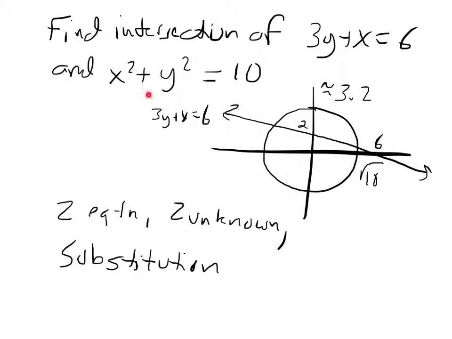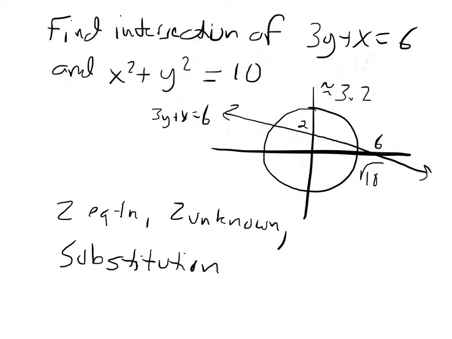So the strategy is, if you've got the equation of a circle and the equation of a line, I have two equations and two unknowns, and I'm going to use substitution to find the intersection points. For this specific problem, 3y plus x equals 6, x squared plus y squared equals 10, I can quickly set up a picture of that. Root 10 will be the radius of my circle. That's about 3 point something. Let's call it 3.2.